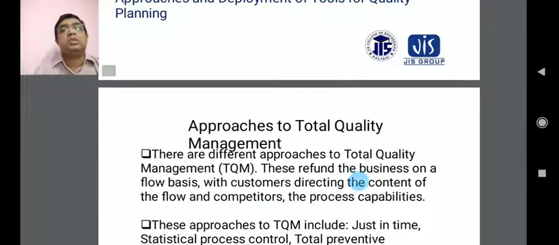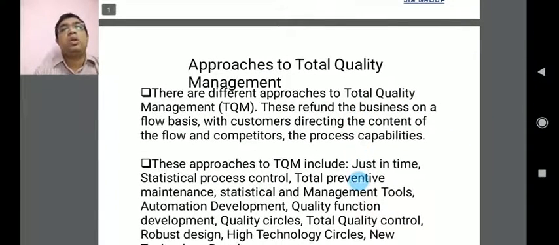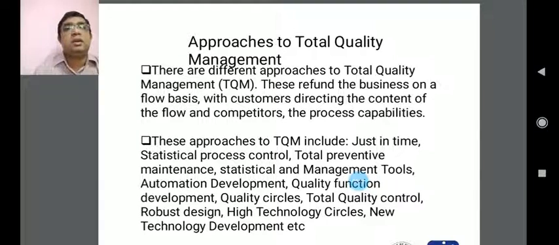And approaches to total quality management. There are different approaches to total quality management, such as refounding the business on a flow basis, with customers directing the contents of the flow and competitors, and the process capabilities are also considered according to this approach. This approach includes just in time, that means customer satisfaction will come from just in time.